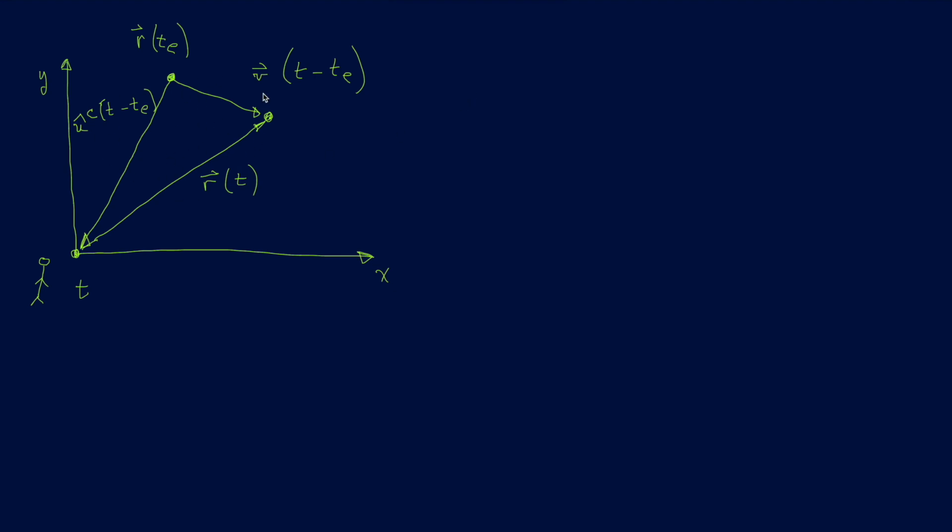Now let's write down an equation about this. Well, the equation is not difficult. We can write here that r of t, that's this, is equal to r at time te, which is this, plus this change, right? So I'm going to write the change here. The change is v, change in position to be exact, times the time it traveled, which is t minus t emit. Okay?